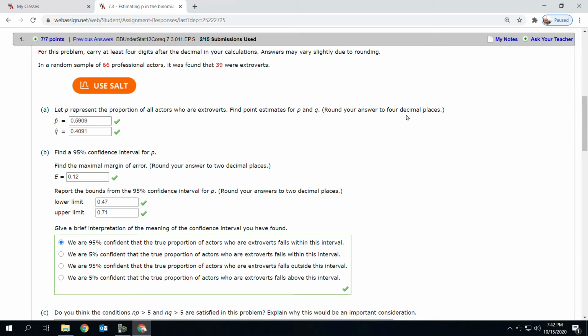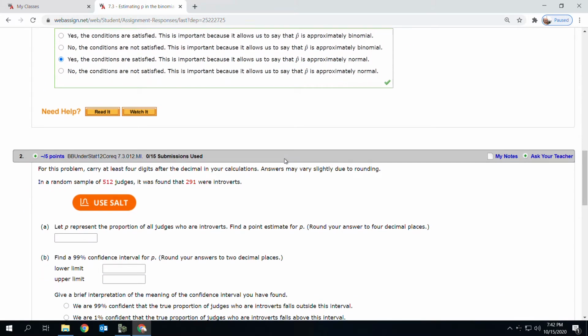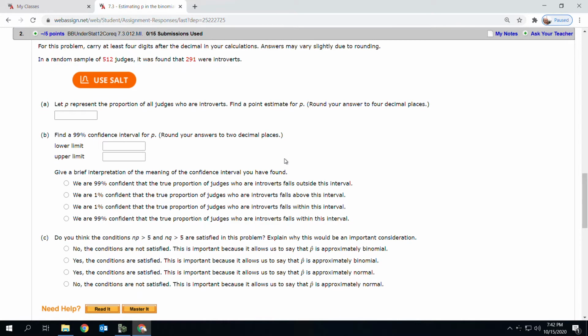Hey guys, we did the first example in 7.3 in your homework on estimating the proportion value of p in a binomial distribution. I'm going to pan down to number two and do number two with SALT. So number one, you've seen how to do it by hand in the regular calculator. Number two, we're going to do it with SALT. What I recommend is paying close attention to the values given in this first sentence.